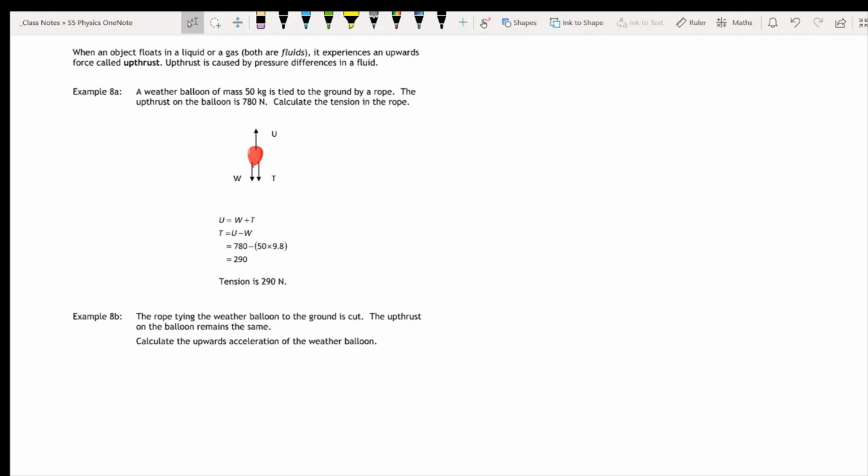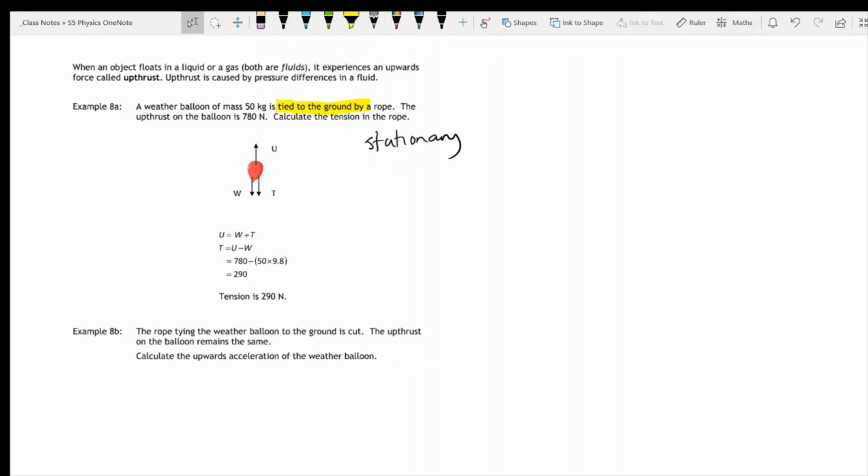So if it is tied to the ground, it is going to be stationary, or as stationary as you can get. So stationary, balanced forces. Okay, so the upthrust will be equal to the weight and the tension down the way. We want to find the tension, we've got an upthrust of 780, and we can work out the weight, which is the mass times gravitational field strength. So it's going to be 780 take away the weight, which is 290 newtons.